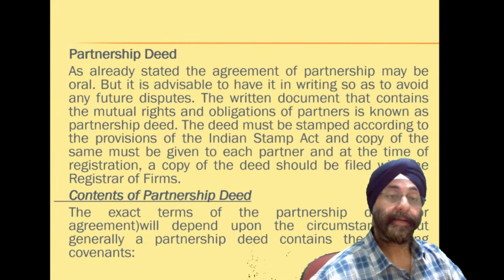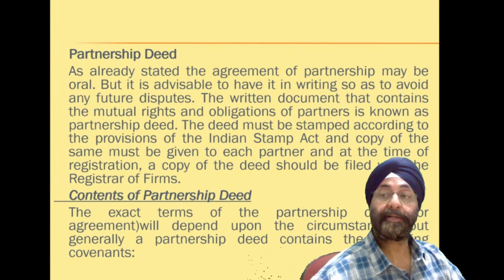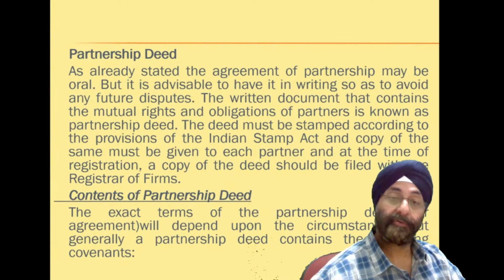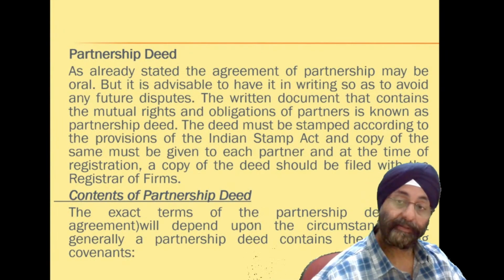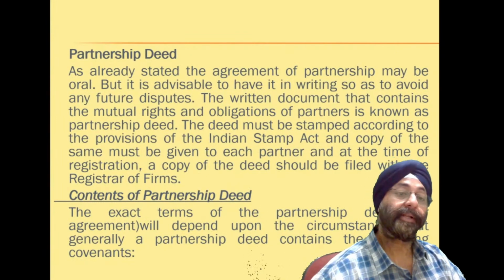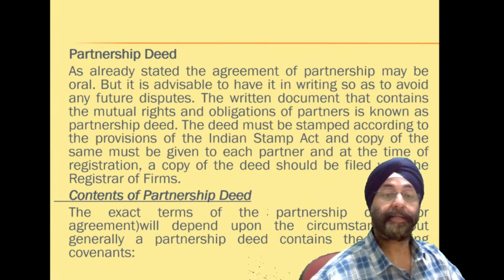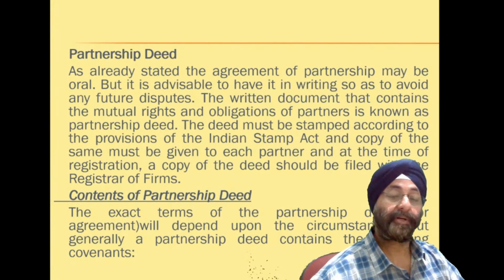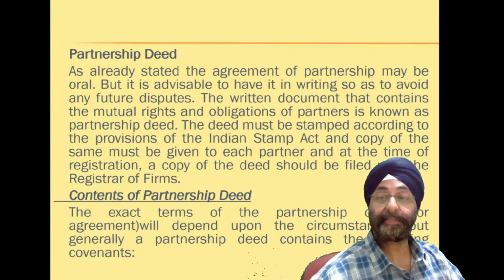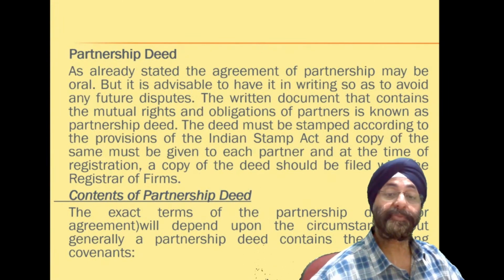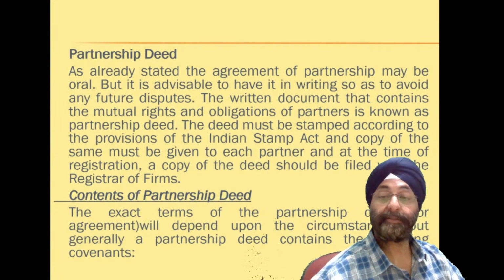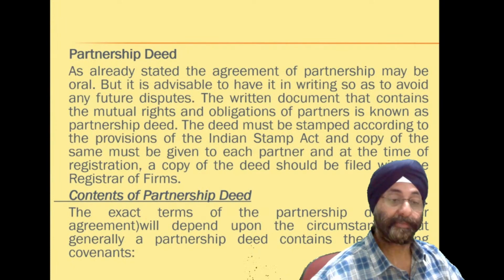Partnership deed. As already stated, the agreement of the partnership may be oral, but it is always advisable to have it in a written form so as to avoid any future disputes and misunderstandings. The written document that contains the mutual rights and obligations of the partners is known as a partnership deed. The deed must be stamped according to the provision of the Indian Stamp Act, and a copy of the same must be given to each and every partner. At the time of registration, a copy of the deed should be filed with the registrar of firms.